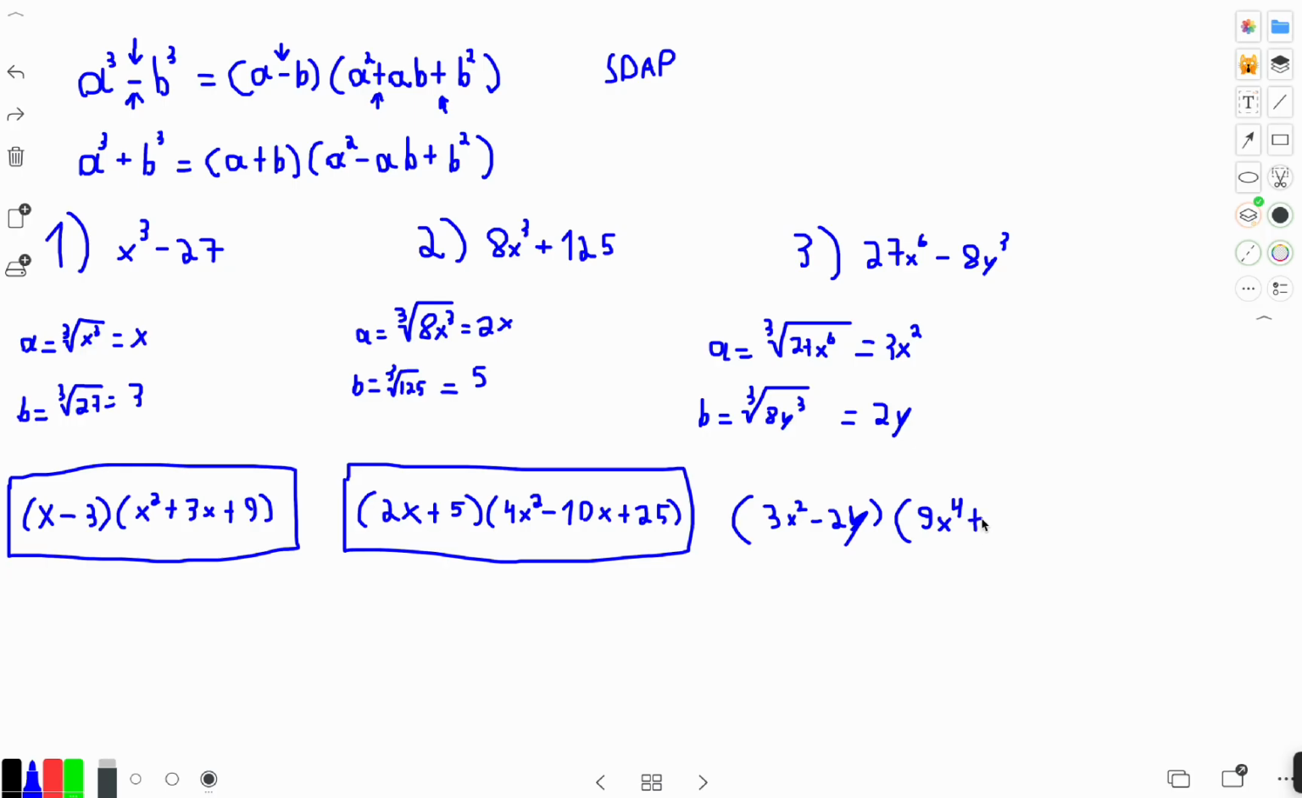So we're going to have ab. So just 3x squared times 2y, which is just 6x squared y. And then we have always positive, so our last sign is going to be positive. And our last term is b squared, so we have to square 2y. And if we do that, we get 4y squared. Okay, and this is our final answer, guys. I hope you were able to follow along and you're slowly starting to get the hang of this.